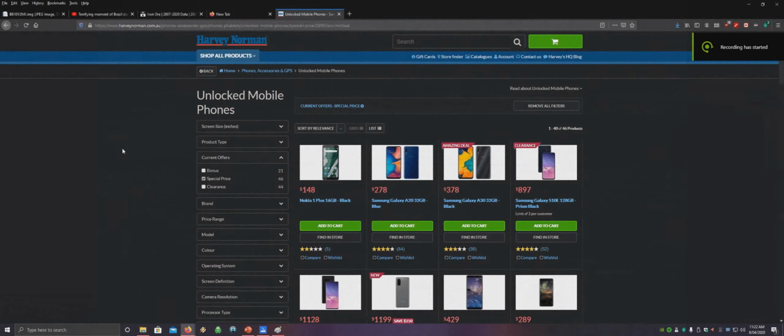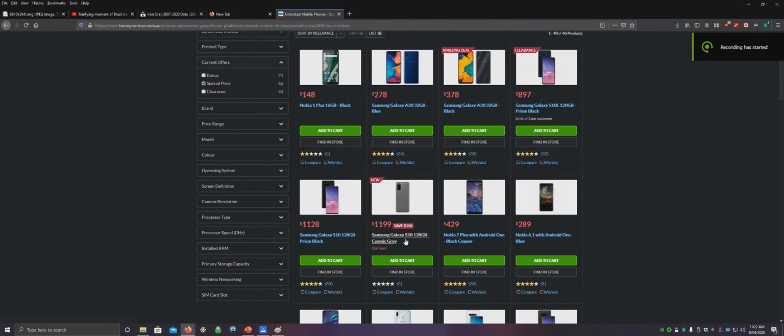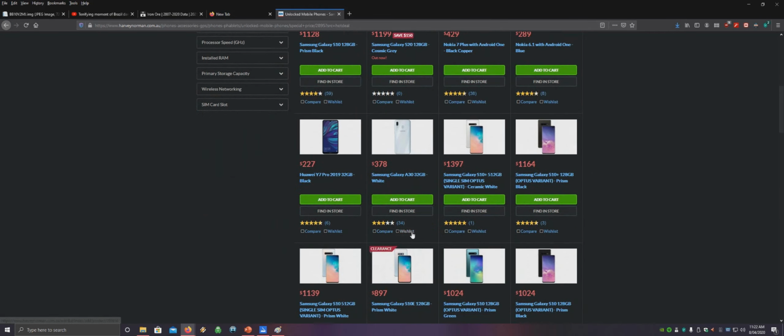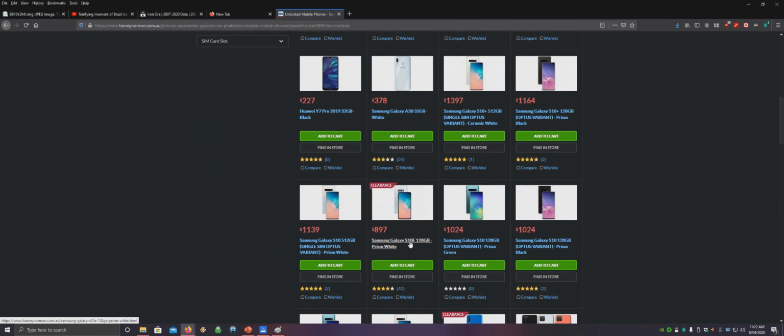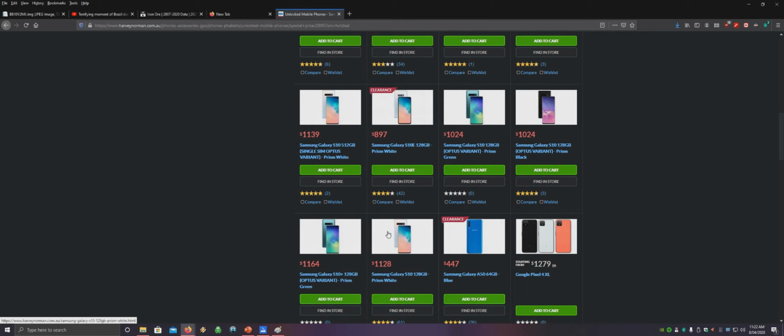It'll be interesting to see what sort of sales are going on at the moment. The first item I decided to look at was mobile phones. It's interesting to see stuff like the Samsung Galaxy S20. This phone just came out, and there's already a $150 discount on the product. The Samsung Galaxy S10e, which just came out last year, is already on clearance. It's $897, when normally it's $1,128. So what the hell's going on here?